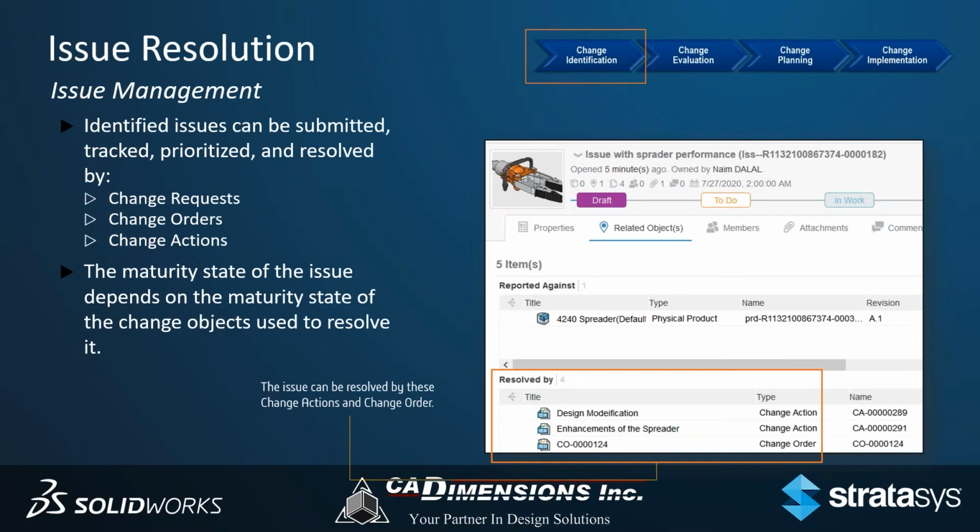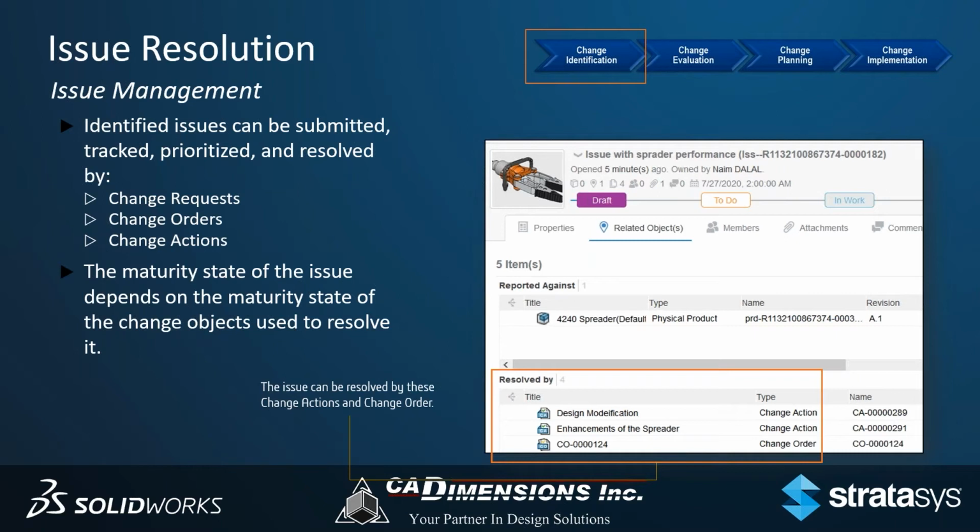So let's start demoing these elements in the 3DEXPERIENCE platform. The first one is issues. Issue management, issue resolution. We're really trying to give the organization a place to tell us, hey, there's a problem, there's an issue. And it's our job as an organization to look at that issue and prioritize it and track it and resolve it. Now, how do you resolve it? You resolve it using a change request, change order, or a change action.